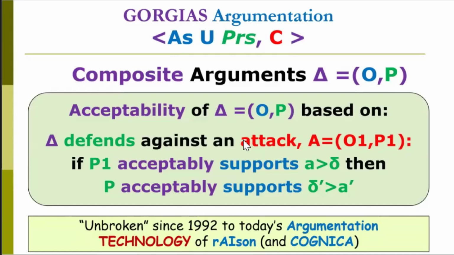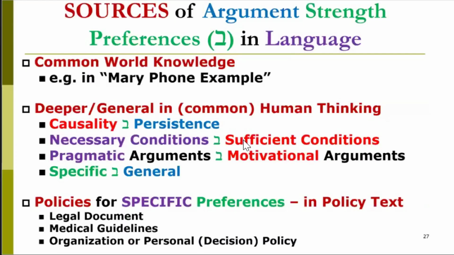And there are two possibilities here. One is Raison, which is a French word, and this is the platform that the company in Paris is promoting. And another one called COGNICA. All right, so I'm going to tell you about those two technologies in a moment.